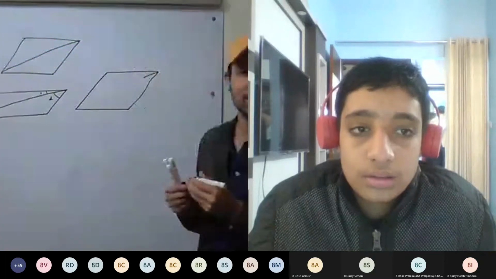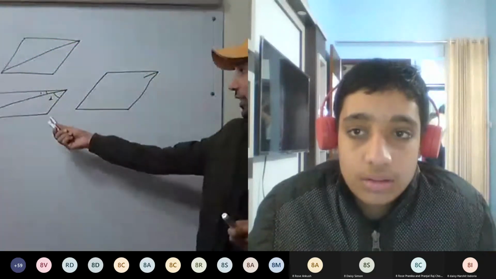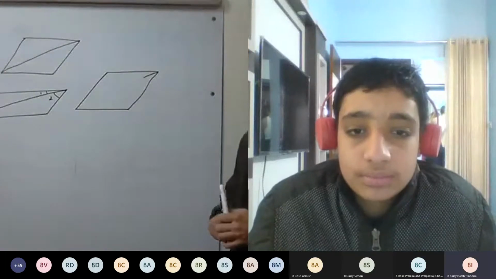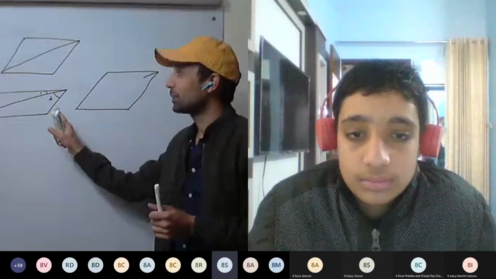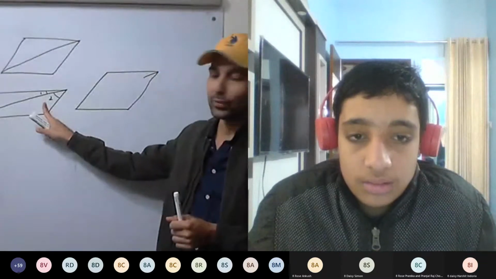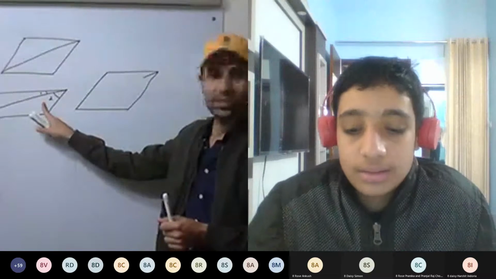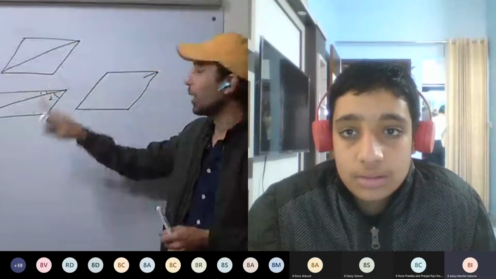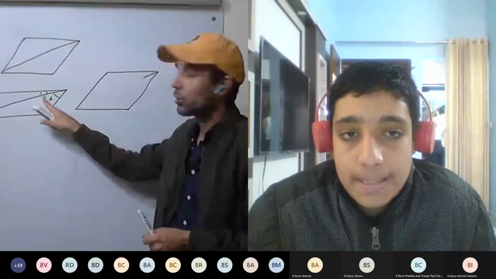Are they bisecting here in this figure? It is a parallelogram. You can check whether the angles are equal. Angle A equal to angle 2. Are they equal? No, they are not equal. In this parallelogram, they are not bisecting.